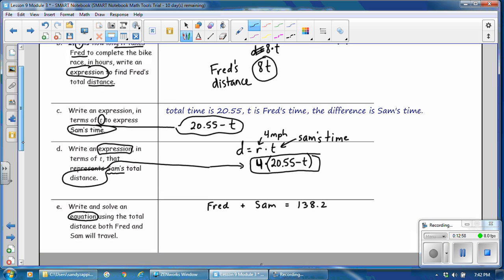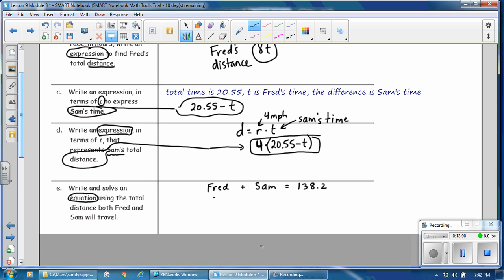We know that Fred's distance, we calculated it right here, or we wrote an expression for it. Fred's distance is 8t, and that means 8 miles per hour times the time he travels, and that represents his total distance. And then Sam's distance is right here. Sam's distance is 4 times the quantity 20.55 minus t, where 4 represents Sam's speed and this represents his time. So together that represents Sam's distance. And we know that their total is 138.2 miles. So write the equation. Done.